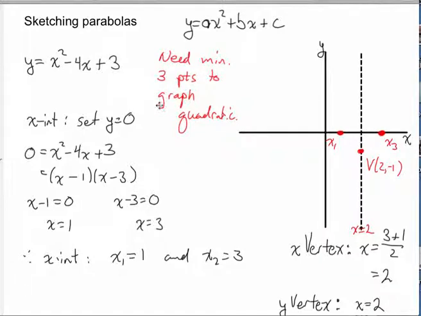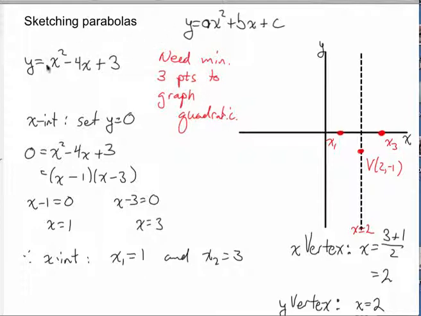And now I can graph if I wanted to. Now, that's the minimum number of points that I need. It could be any 3, but it's always nice if one of your points is the vertex. You should try and find the vertex at least, and then any 2 other points. However, x-intercepts are usually the more typical ones to find.